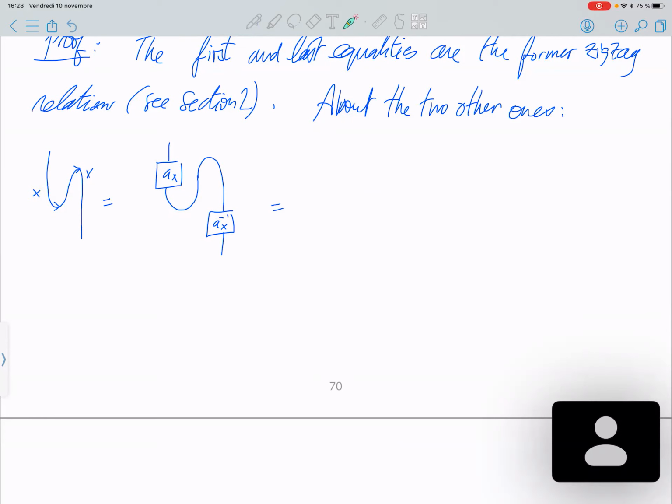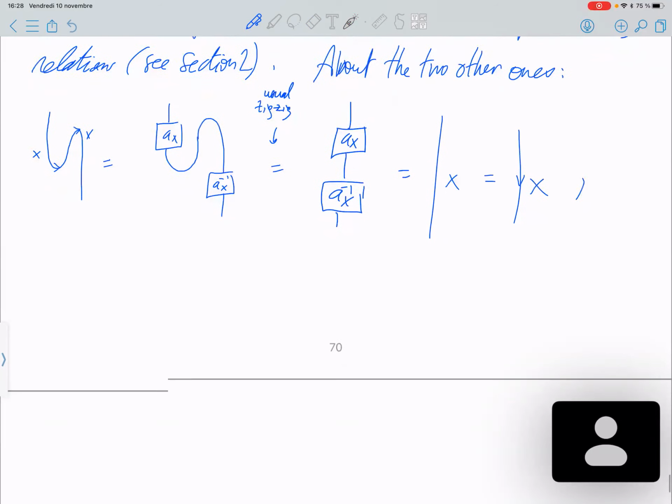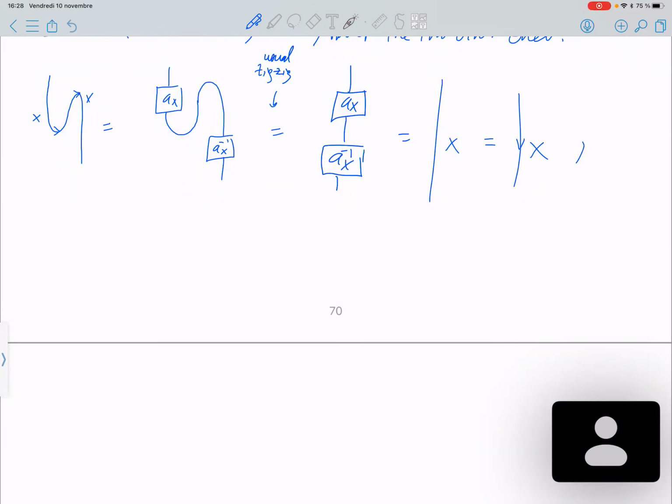If you use the usual zigzag relation here, you can make a first simplification. Usual zigzag, you get something like that. But now you can simplify. You get that X, which is by definition what we draw like that. So this one is okay, and the other one is even simpler. But yes, it's symmetric.